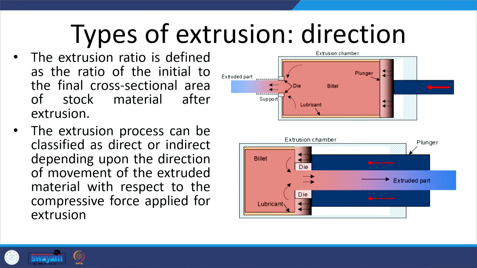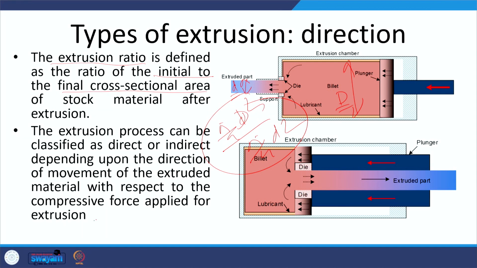But before that, let us talk about a little bit of the extrusion ratio. Extrusion ratio is defined as the ratio of the initial cross sectional area to the final cross sectional area of the material which has been extruded. So, the initial cross sectional area is obtained from, say, this diameter D, and the final diameter of the extruded part is small d. So, pi by 4 D squared divided by pi by 4 small d squared will give us the extrusion ratio.